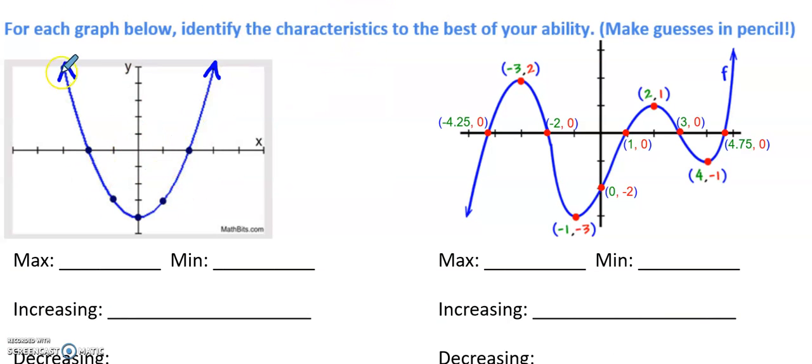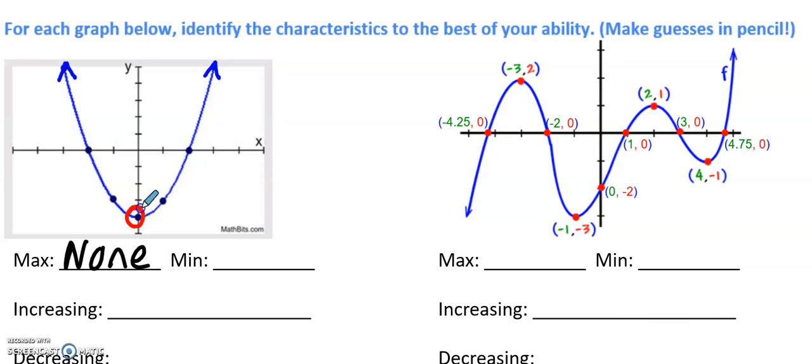So here I have this graph, right? Looks like a parabola. Most likely it's a parabola. Doesn't have to be a parabola, but it's definitely a polynomial. So the first thing, max and min. There is no maximum. So for this, we're going to write none. Don't leave it blank. Don't write 0. Write none.